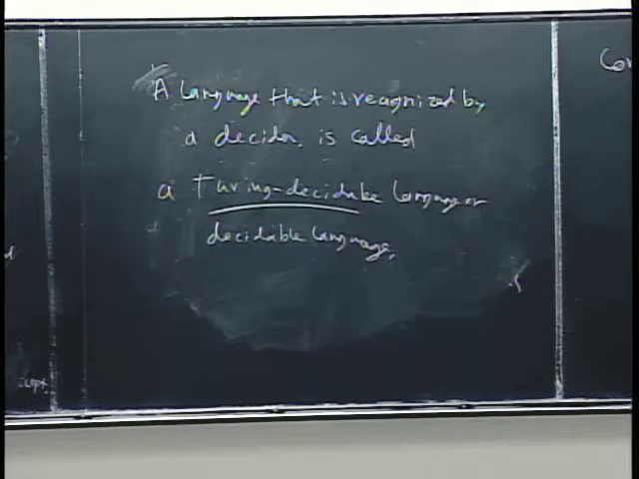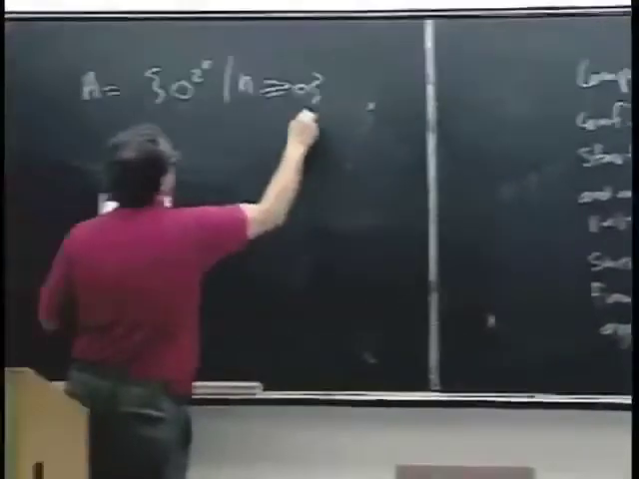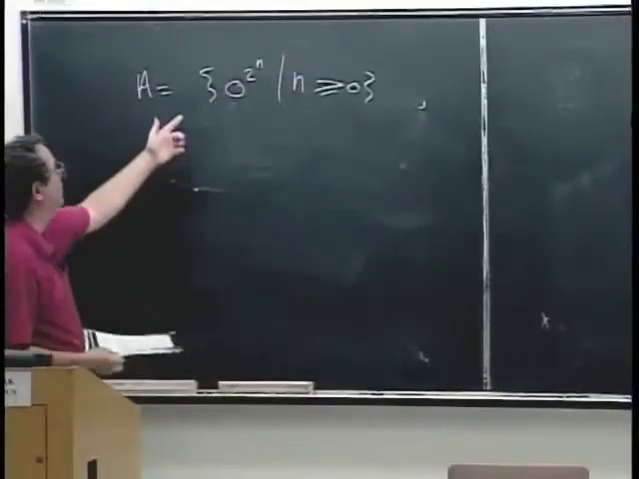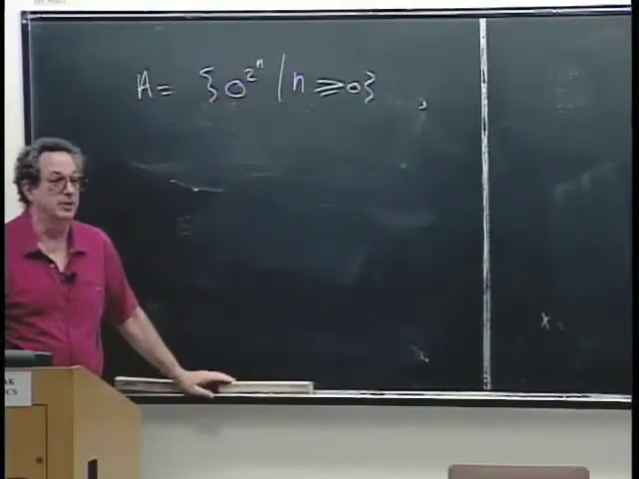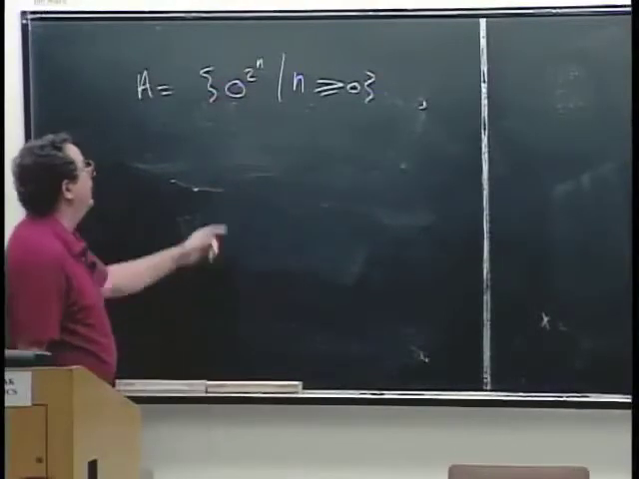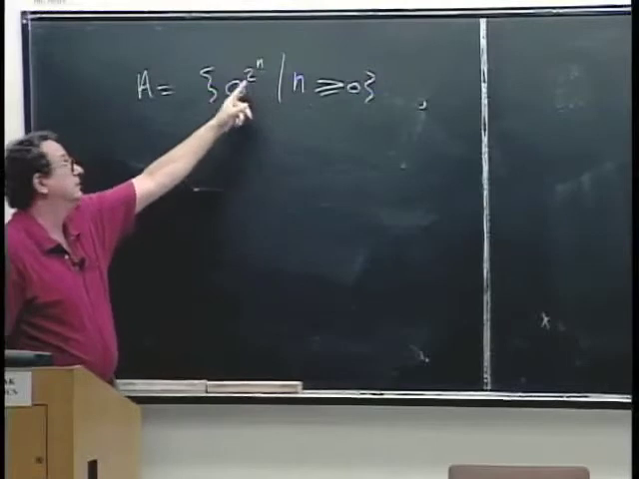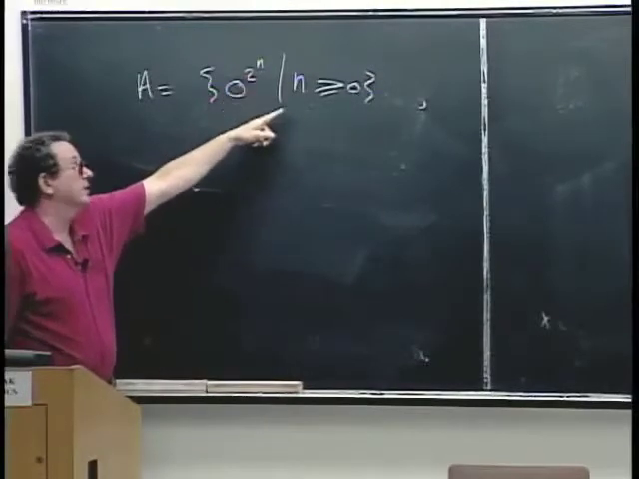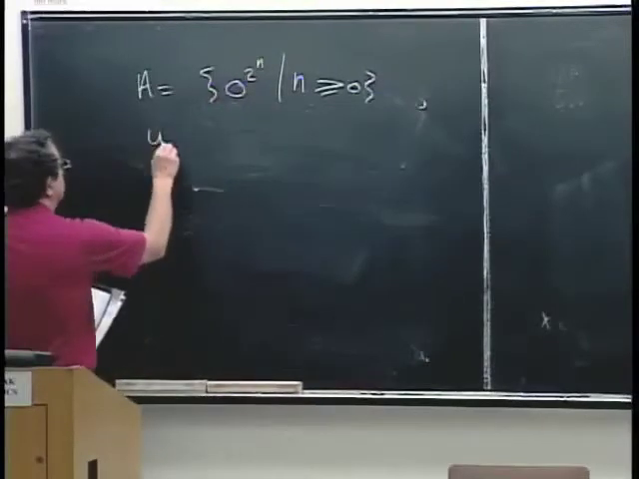So here's the language. A equals 0 to the 2 to the n, such that n is greater than or equal to 0. First of all, what is this saying? What's the input alphabet here? Just 0, okay? It's a unary alphabet. I don't think we've seen any of those before. And the 2 to the n says it's a repeat of 0, 2 to the n times for some n. So the number of zeros is a power of 2.